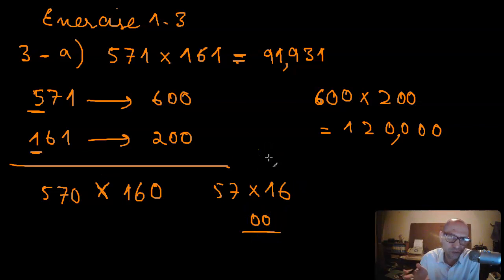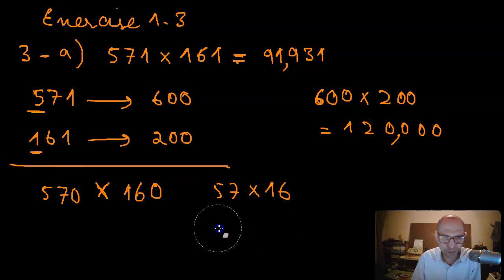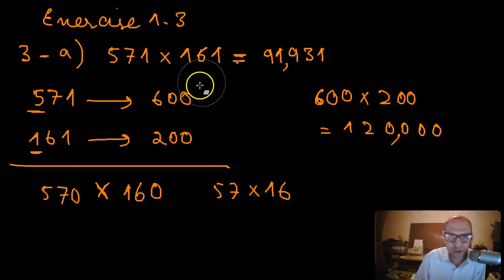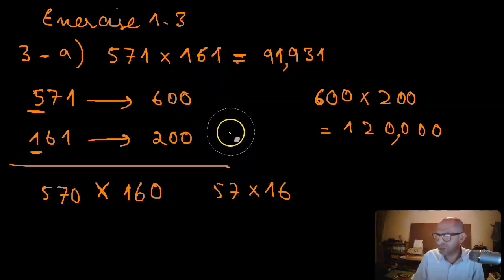Now, 57 times 16 is not easy to calculate. You have to write it down and do the calculation, right? So that's the problem with multiplication. Okay. So that's essentially one part of this question.